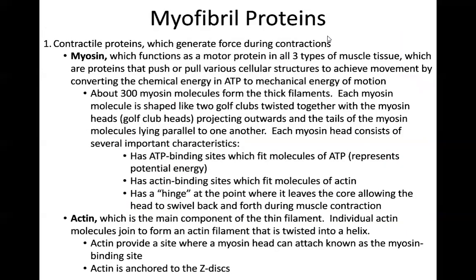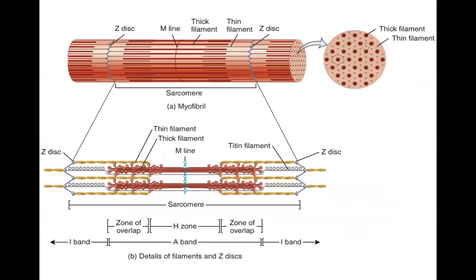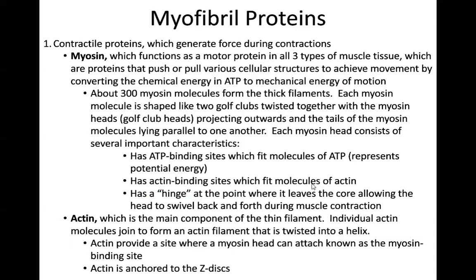What's going to take place when a sarcomere shortens is the Z discs are going to get shoved towards the M line because these thick filaments are going to grab and pull on a thin filament, pulling the thin filaments towards the M line, which means the zone of overlap is going to grow, the H zone is going to shrink, and the I band is going to shrink.